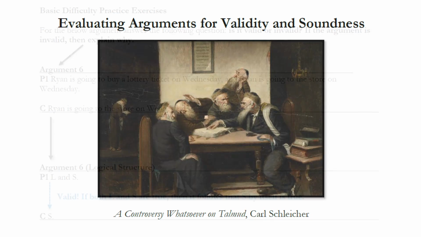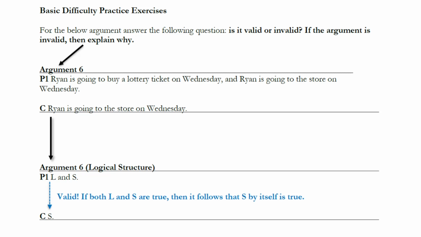Argument 6 reads, Premise 1: Ryan is going to buy a lottery ticket on Wednesday, and Ryan is going to the store on Wednesday. Conclusion: Ryan is going to the store on Wednesday. One thing you will notice here is that for each of these exercises, I have represented the bare bones logical structure of the argument by taking out the specific statements and replacing them with capital letters. In this case, I have replaced "Ryan is going to buy a lottery ticket on Wednesday" with L, and I have replaced "Ryan is going to the store on Wednesday" with S.